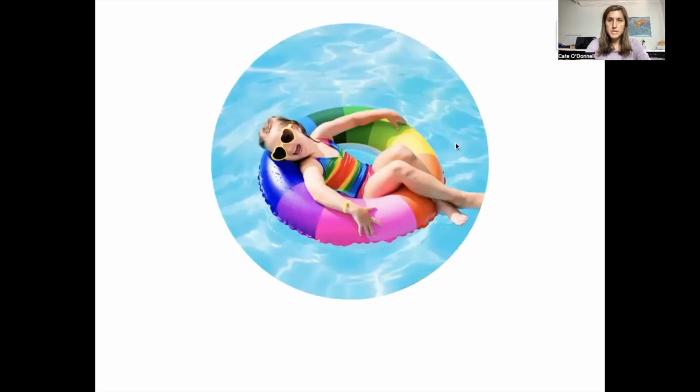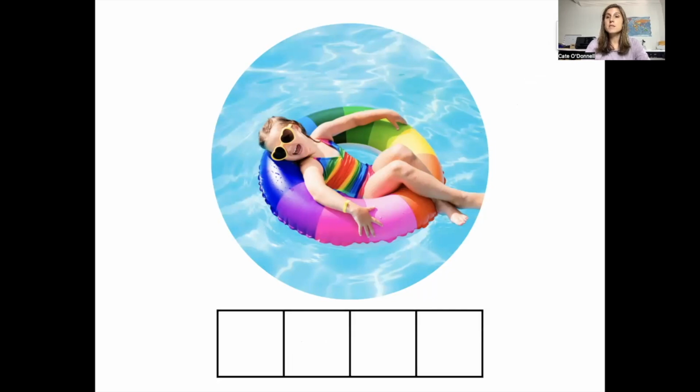Our last word today is float. Float. This little girl is having so much fun floating in the pool. How many sounds do you hear in the word float? There are 4 sounds in the word float. What's the first sound you hear? What letter makes the f sound? The letter F.